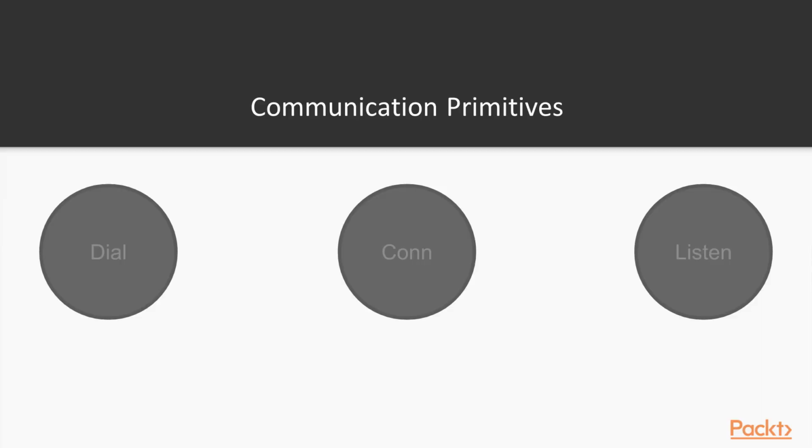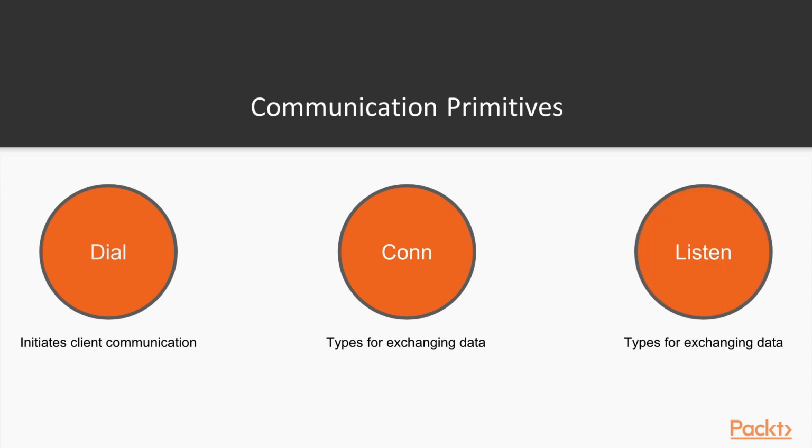Communication primitives in Go. Network communication is accomplished using three major primitives in Go. First, from the client side, Go offers the notion of dialing to initiate communication with a remote host. Next, a connection type is used to represent communication between hosts. Lastly, from the server side, Go has the notion of listening for incoming communication requests from clients.